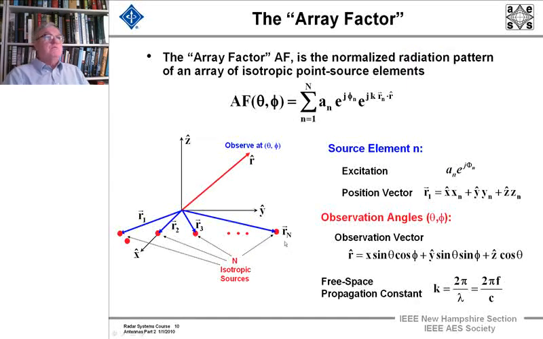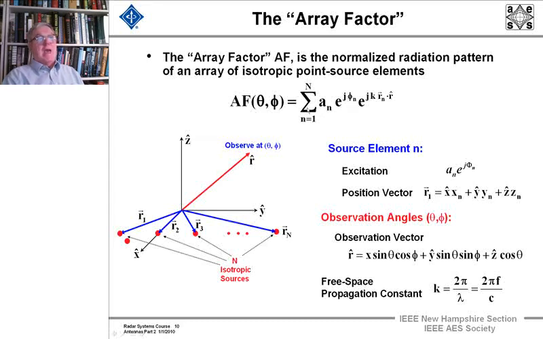Okay, now let's move on to the generalized concept of an array factor. The array factor is the normalized radiation pattern of an array of isotropic point source elements. It's just a normalized pattern of isotropic point source elements that don't take into account at all the individual radiation pattern of the element. It does take into account the phase and the amplitude in the phase shifter.